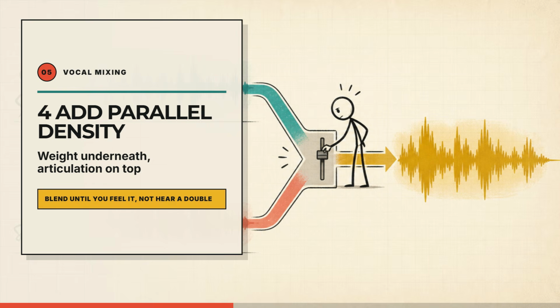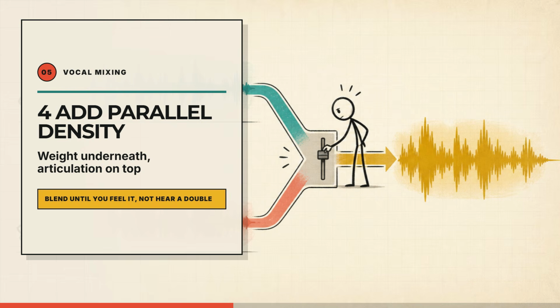On that parallel path, use heavier compression than you would tolerate on the main track. The sound by itself may be thick, breathy, and obviously controlled. That is fine. It is not meant to replace the direct vocal. Bring the parallel channel all the way down. Play the full mix, then raise it slowly. Listen to the quiet ends of words and the body between consonants.